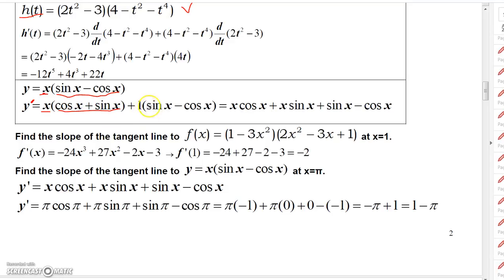And then you take the second function, sine x minus cosine x, and multiply it by the derivative of x. Of course, the derivative of x is 1. And then if we multiply this out, we get x cosine x plus x sine x, and then plus sine x minus cosine x. So that's what we get there for the derivative.